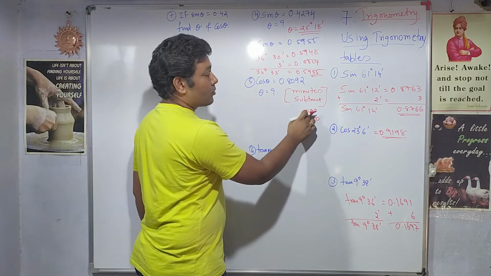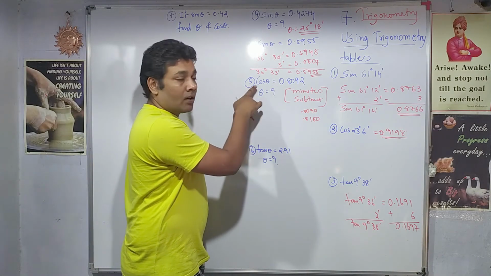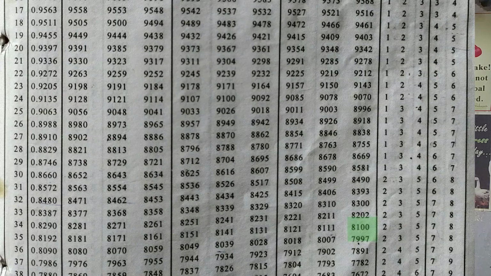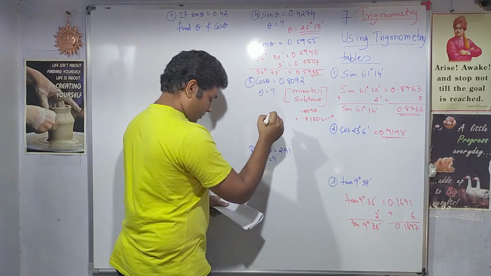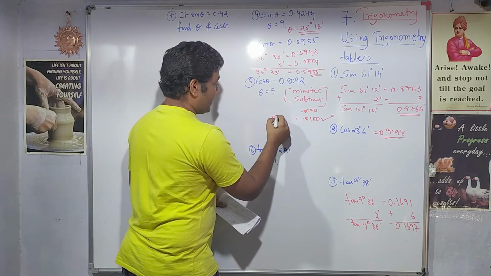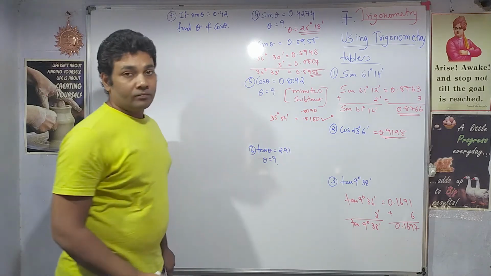Don't select the smallest value. In case of cos, don't select the closest smallest value. Select the closest largest value. So I select this 0.8100. This is against the degrees, 35 degrees and 54 minutes.